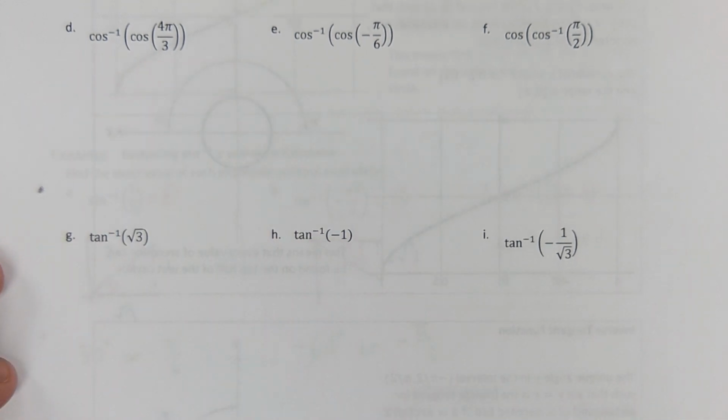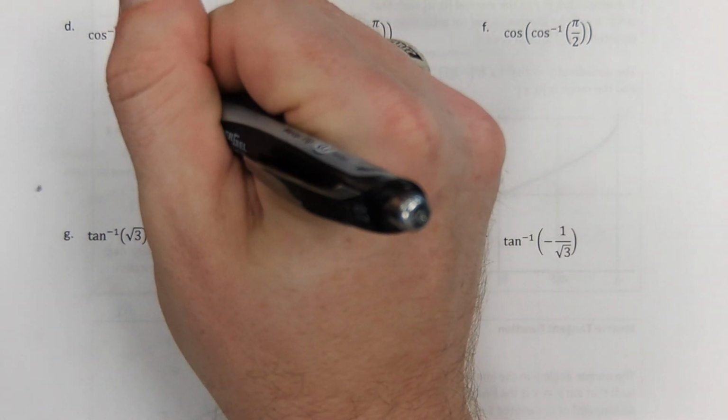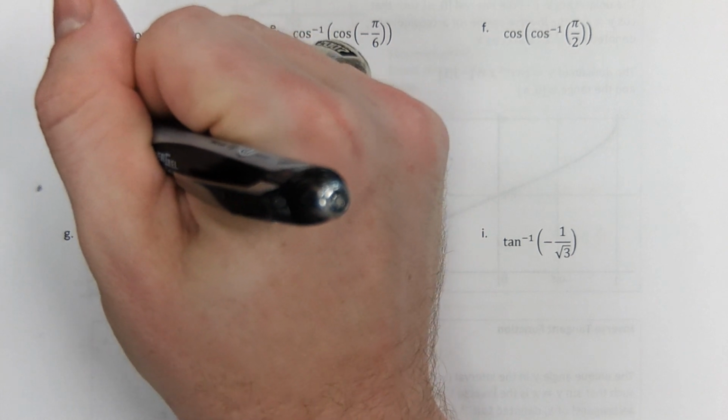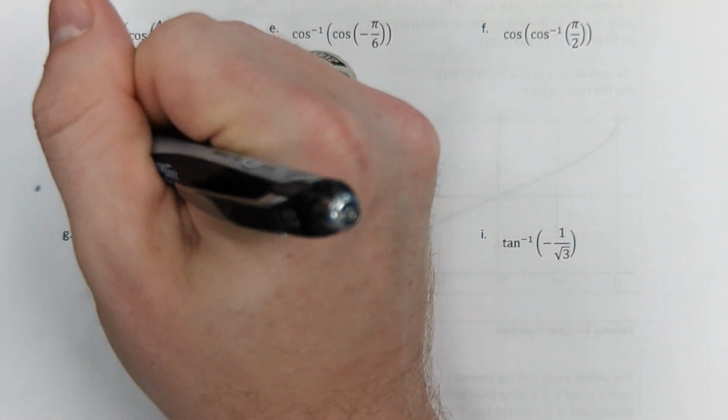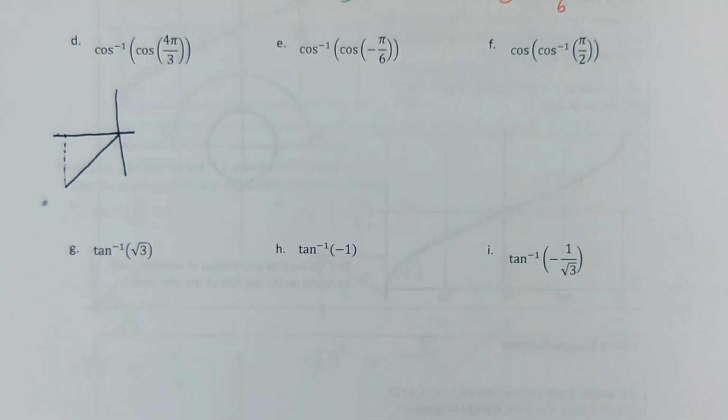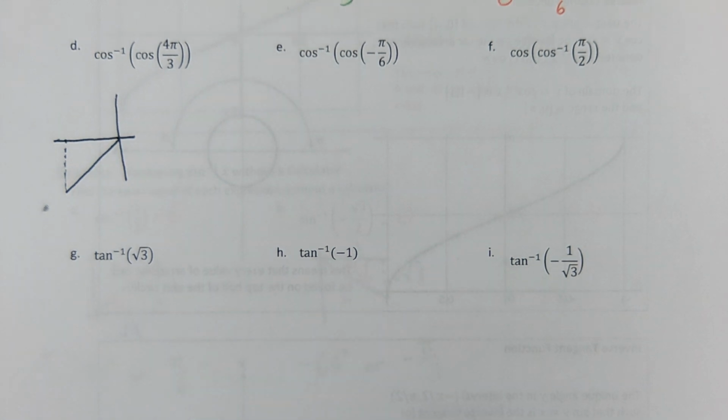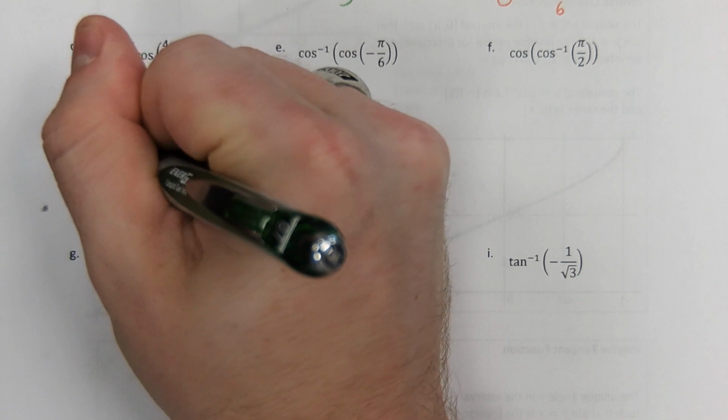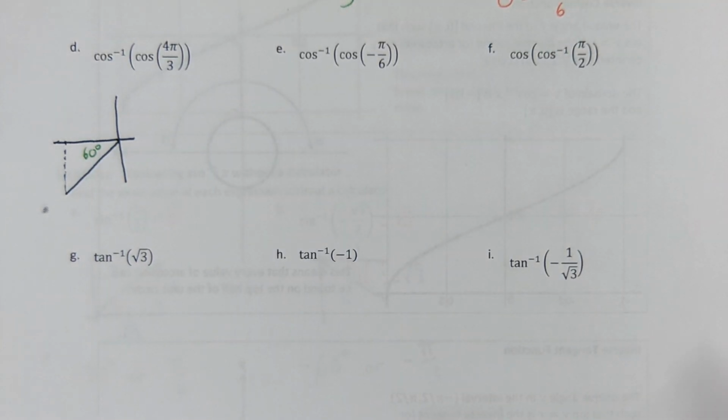What quadrant is 4 pi over 3? Quadrant 3. Cosine inverse doesn't like quadrant 3. Since it's an over 3, what is the size of its reference angle? 60 degrees. But cosine inverse doesn't like that quadrant.